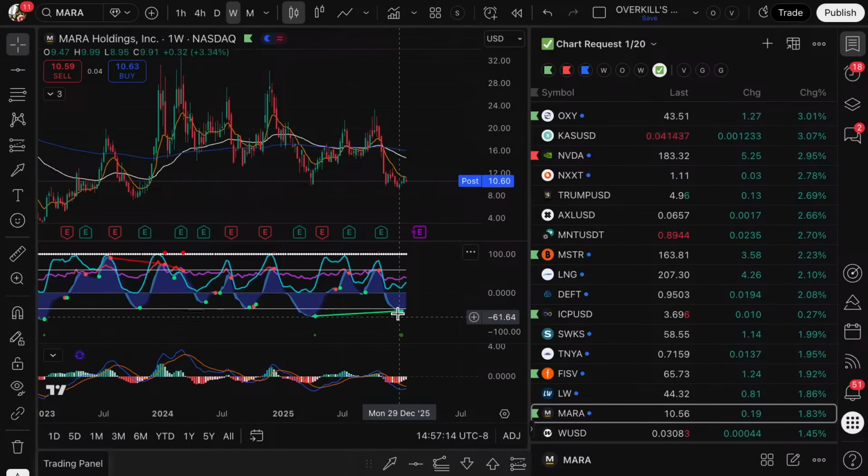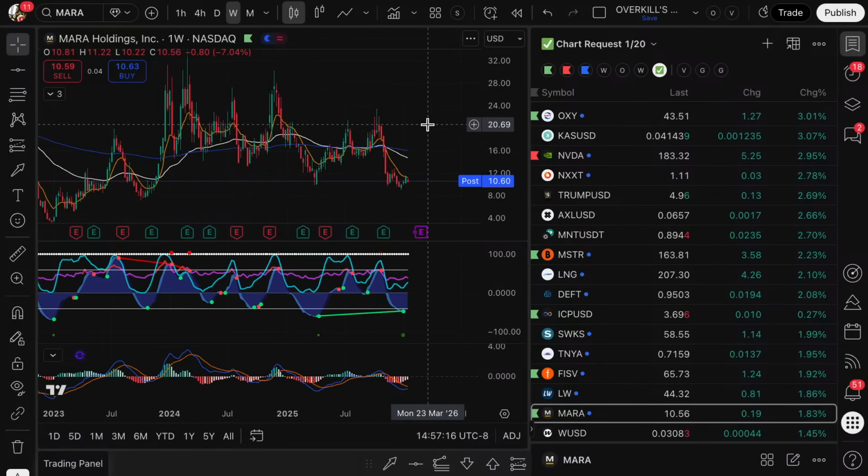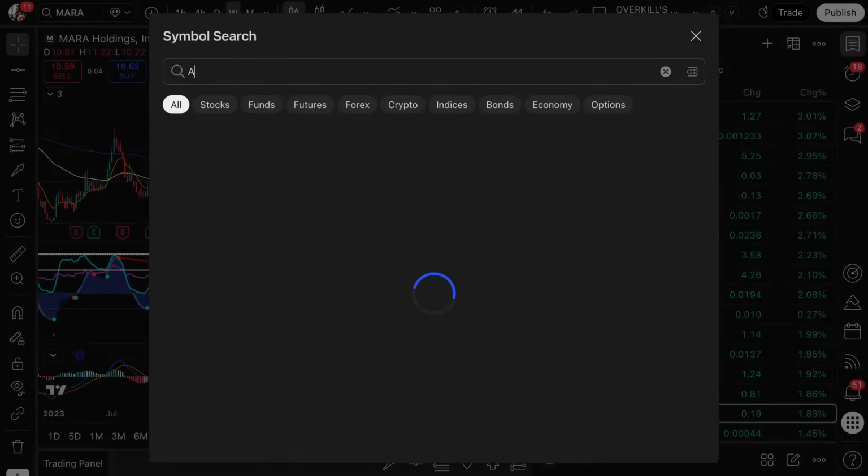Mara's still looking good. Mara's got the green dot still, so we're still buyers of Mara. I don't know why stocks sell off. Stocks sell off because people sell. Either insiders are selling or big investors are selling. One of the two.